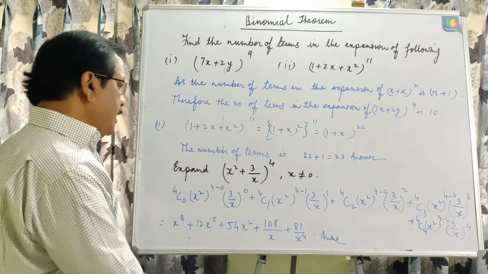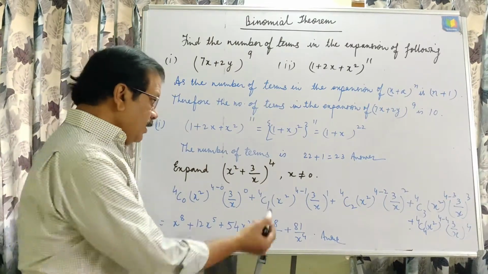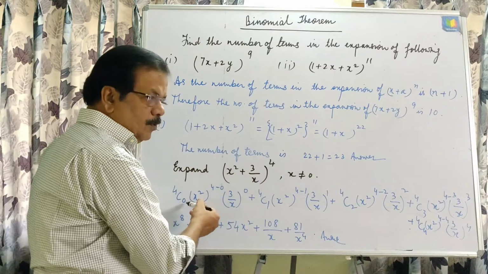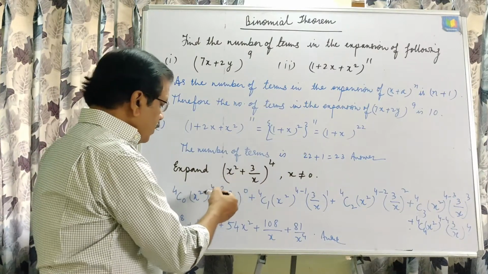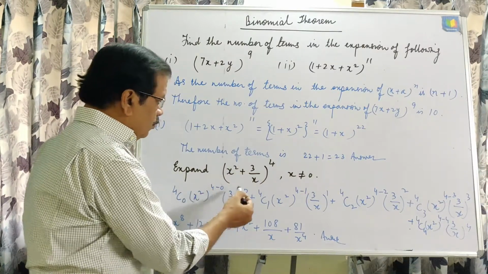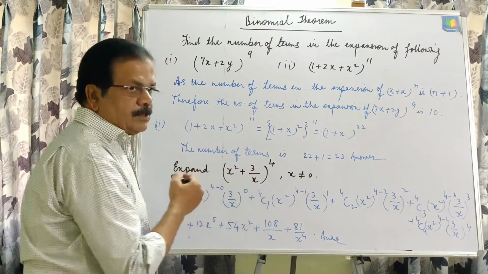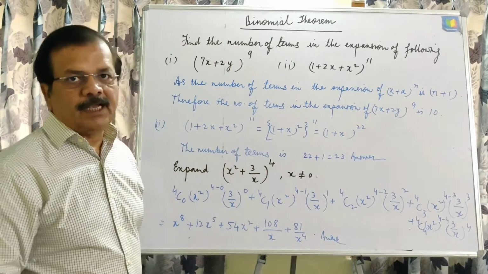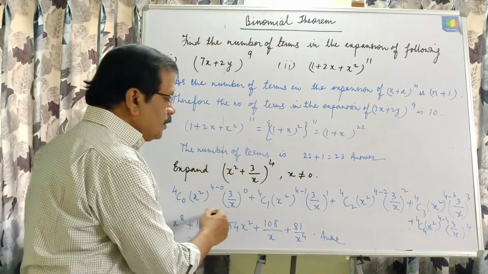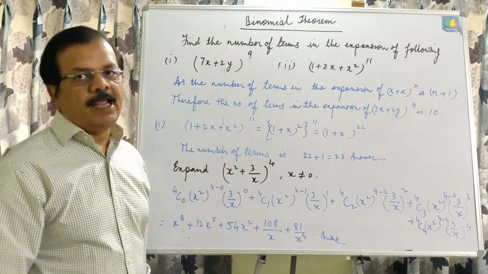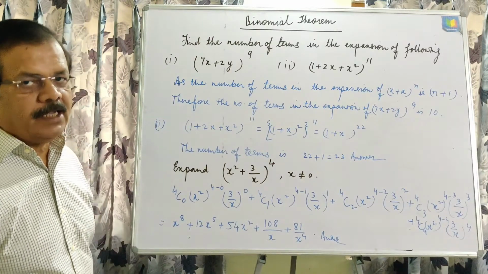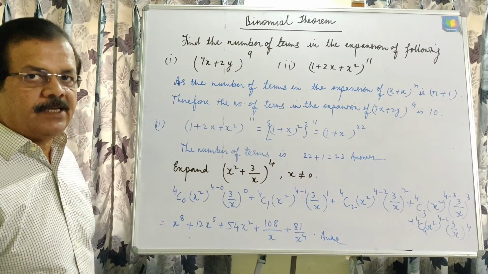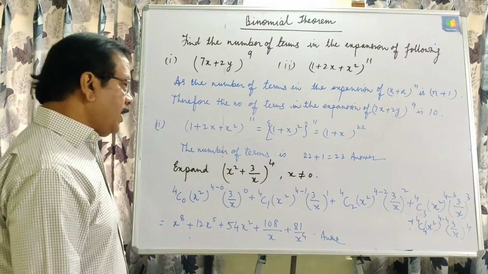How can we expand? Following the same way, that is 4C0 (x^2)^(4-0) (3/x)^0. Actually, in all the terms then there will not be any confusion. We should use nCr x^(n-r) a^r, in the expansion of (x + a)^n, the rth term.